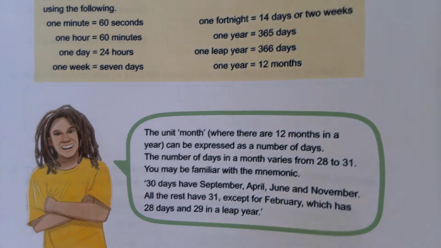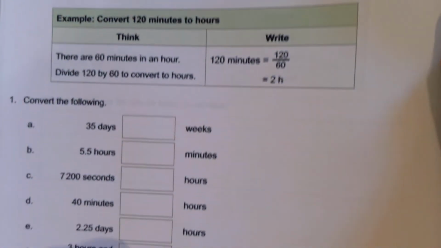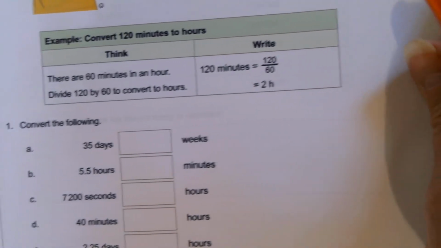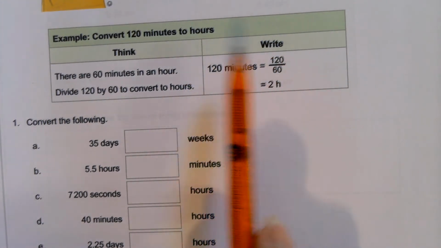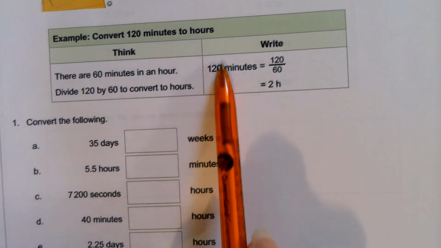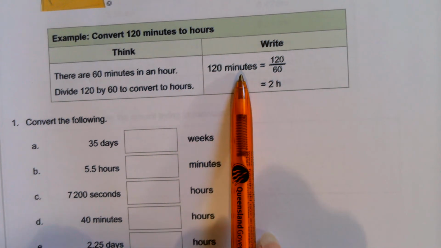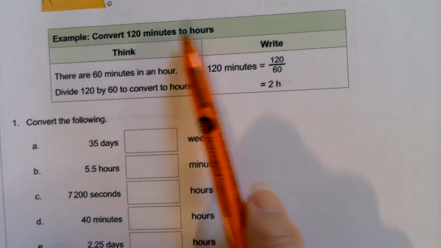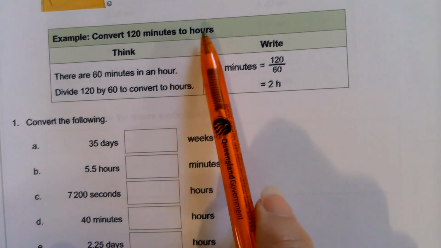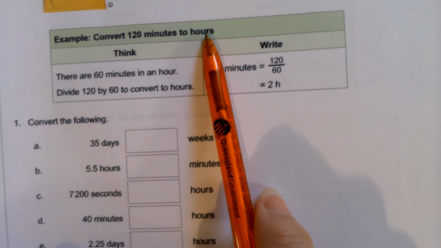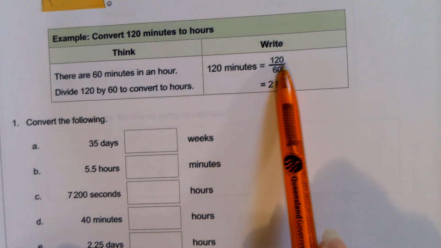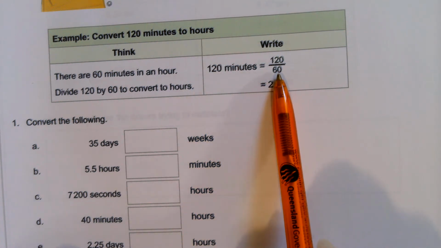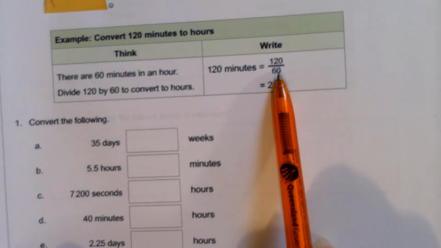Let's have some quick revisions here. So this is the example. It's always a good idea to write down the example. We're going to convert 120 minutes to hours. So we're going from minutes to hours. We're going to a larger unit. We need a smaller number. To get a smaller number, we need to divide. The conversion factor is 60 minutes in an hour, so we divide by 60.